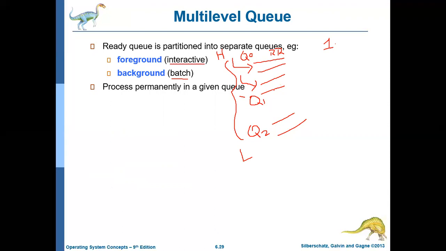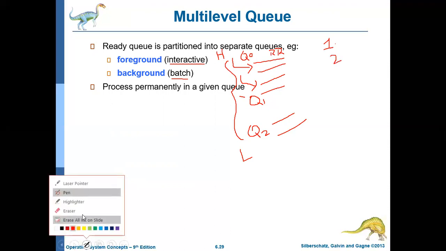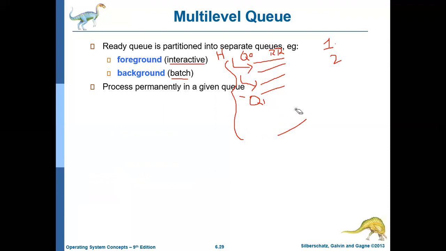Similarly, the jobs in Q2 will be executed only if there are no jobs in Q0 and Q1. Right? So this is one way of scheduling. Another way of scheduling, for simplicity, let us assume there are only two queues, Q0 and Q1.